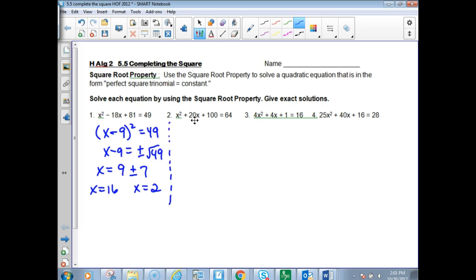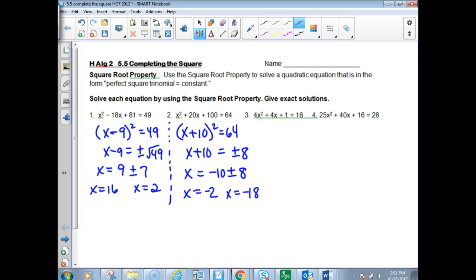The second one factors to a perfect square trinomial. It is a perfect square trinomial. 10 times 10 is 100, and 10 plus 10 is 20. So this will be factored to (x plus 10) quantity squared is equal to 64. Taking the square root of both sides gives us positive or negative 8. And then subtracting 10, I'm going to start with it, negative 10 plus or minus 8. I'll do negative 10 plus 8 to get the first solution of negative 2, and negative 10 minus 8 to get the second solution of negative 18.